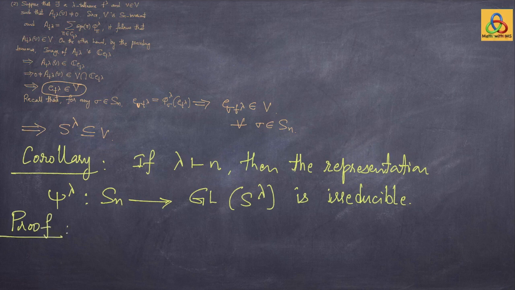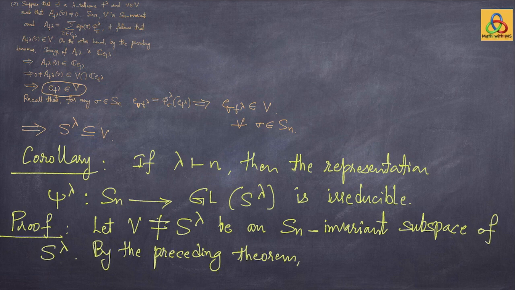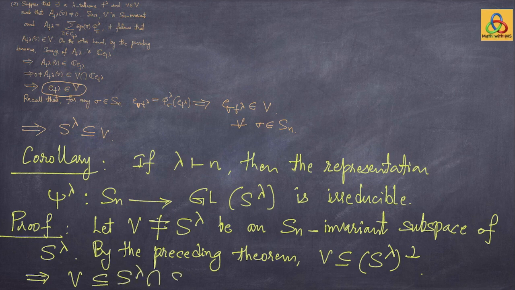Now it is just a one-line proof. Let V not equal to S lambda be an Sn invariant subspace of S lambda. By the preceding theorem, either S lambda is contained in V or V is contained in S lambda perp. But S lambda cannot be contained in V, otherwise V would be the same as S lambda. So it follows that V must be contained in S lambda perp, which implies that V is contained in S lambda intersection S lambda perp, which is of course the trivial subspace, and therefore psi lambda cannot have any proper Sn invariant subspace of S lambda, and hence psi lambda is irreducible.